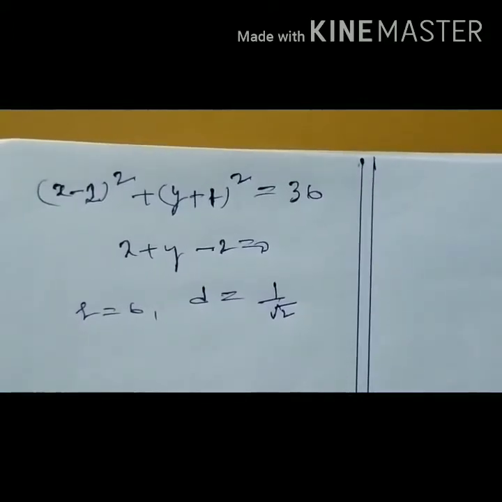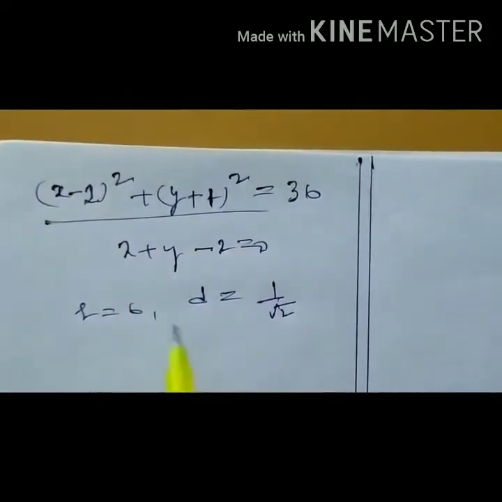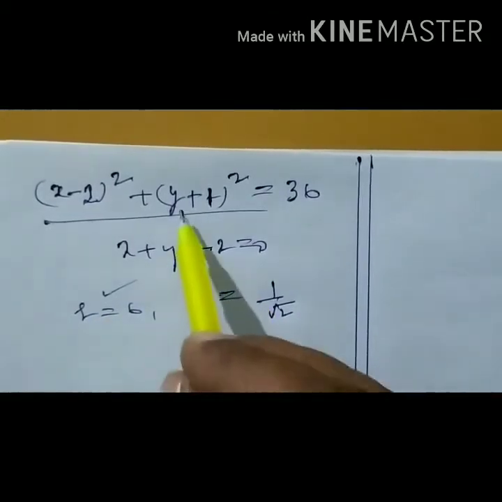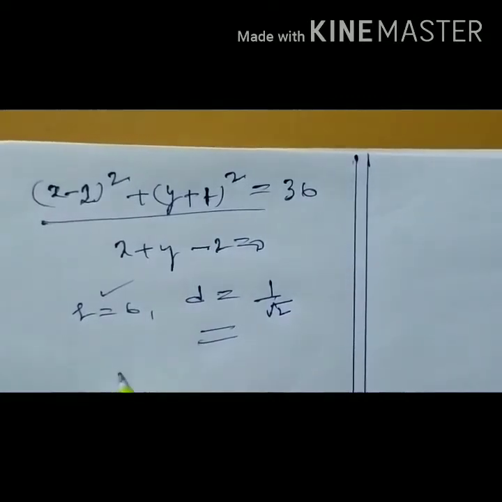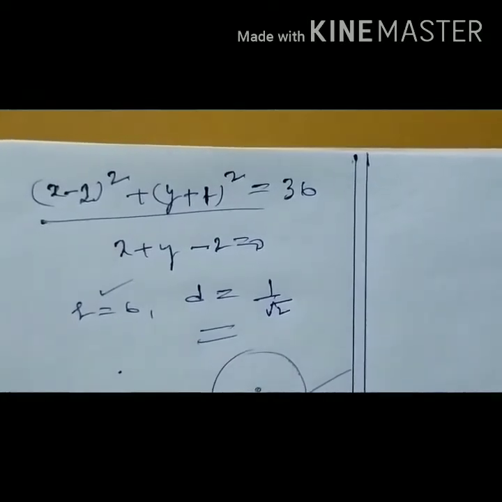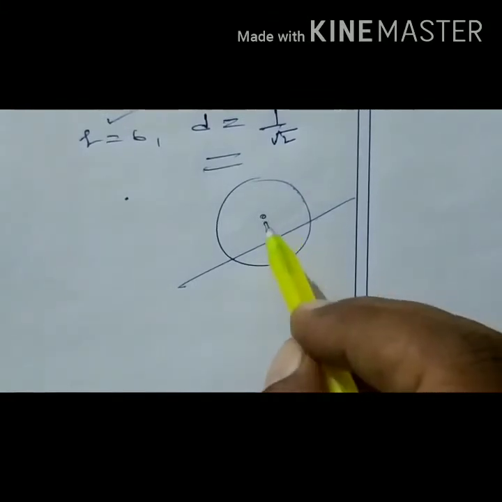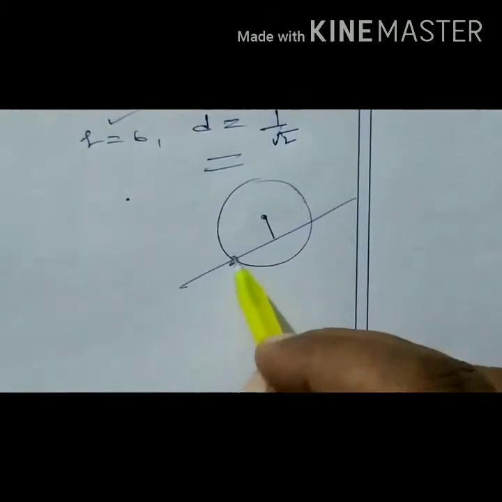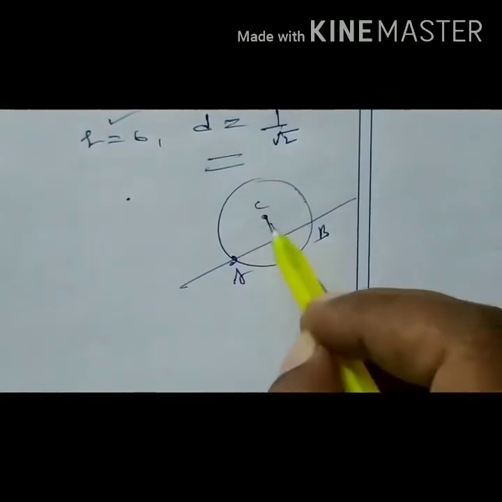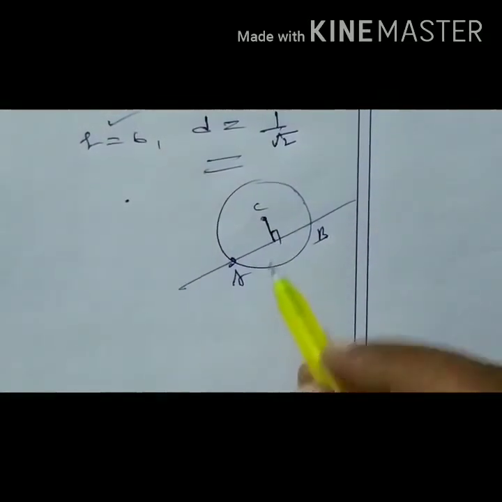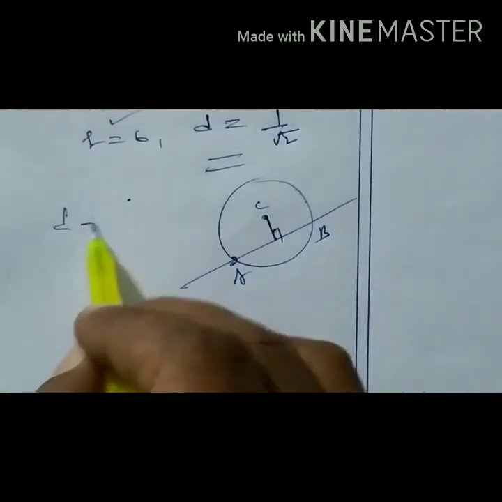So here we observe that for the circle, the radius is equal to 6 and the perpendicular distance from the center to the line is 1 by root 2. Clearly R is greater than D. Therefore the line intersects the circle in two distinct points. Now we want to find the length of the chord AB, if it is intersecting at A and B. Now draw a perpendicular to this line. Already the perpendicular distance D is equal to 1 by root 2.